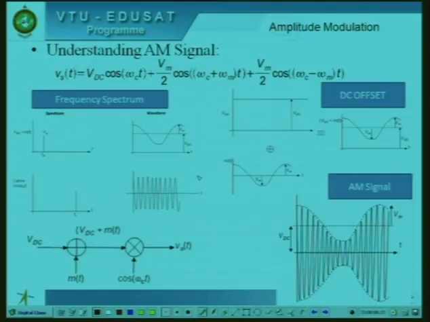In your exam, you may have to represent this expression, this block diagram, this mathematical equation, and this time domain process. This is the time domain representation of the AM signal, the mathematical equation for the AM signal, and the block diagram for the AM signal. All three you have to present in your exams, right? Okay.